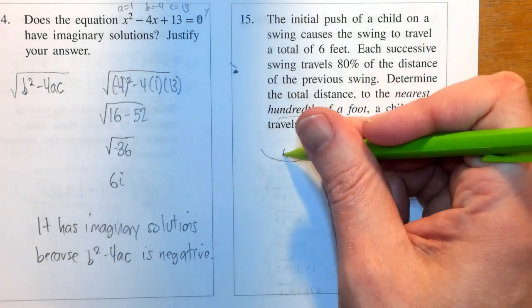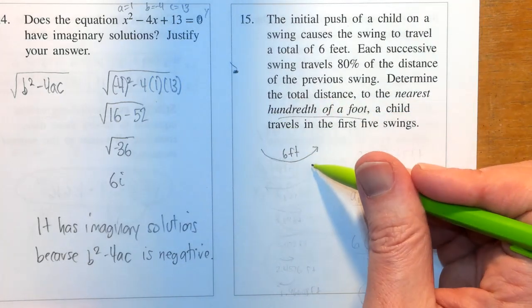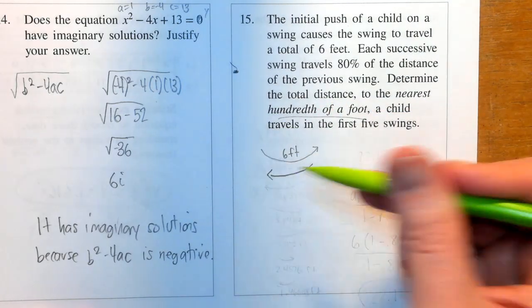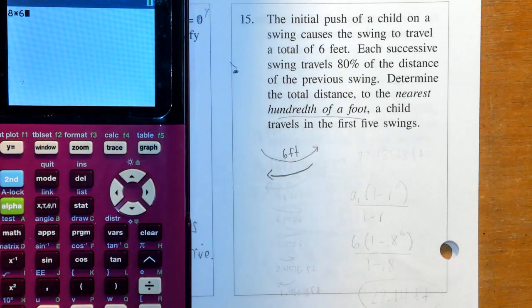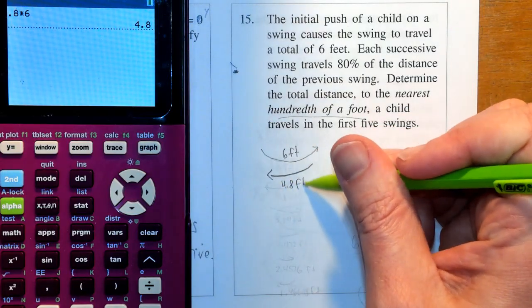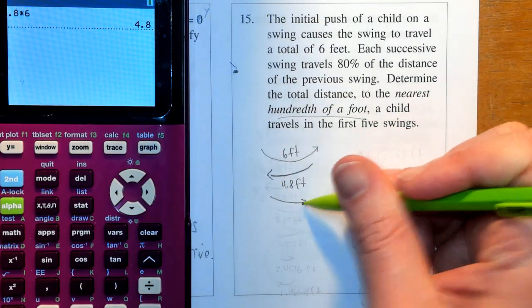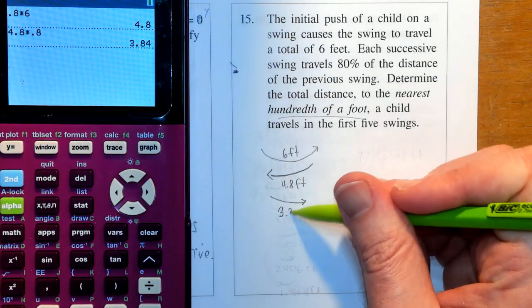So there we go. The first swing travels 6 feet. And then the child's going to swing back, and it's going to be 80% of 6. So 80% of 6 means that the next swing would be 4.8 feet. And we just do that a total of 5 times. So 4.8 times 0.8 is 3.84 feet.